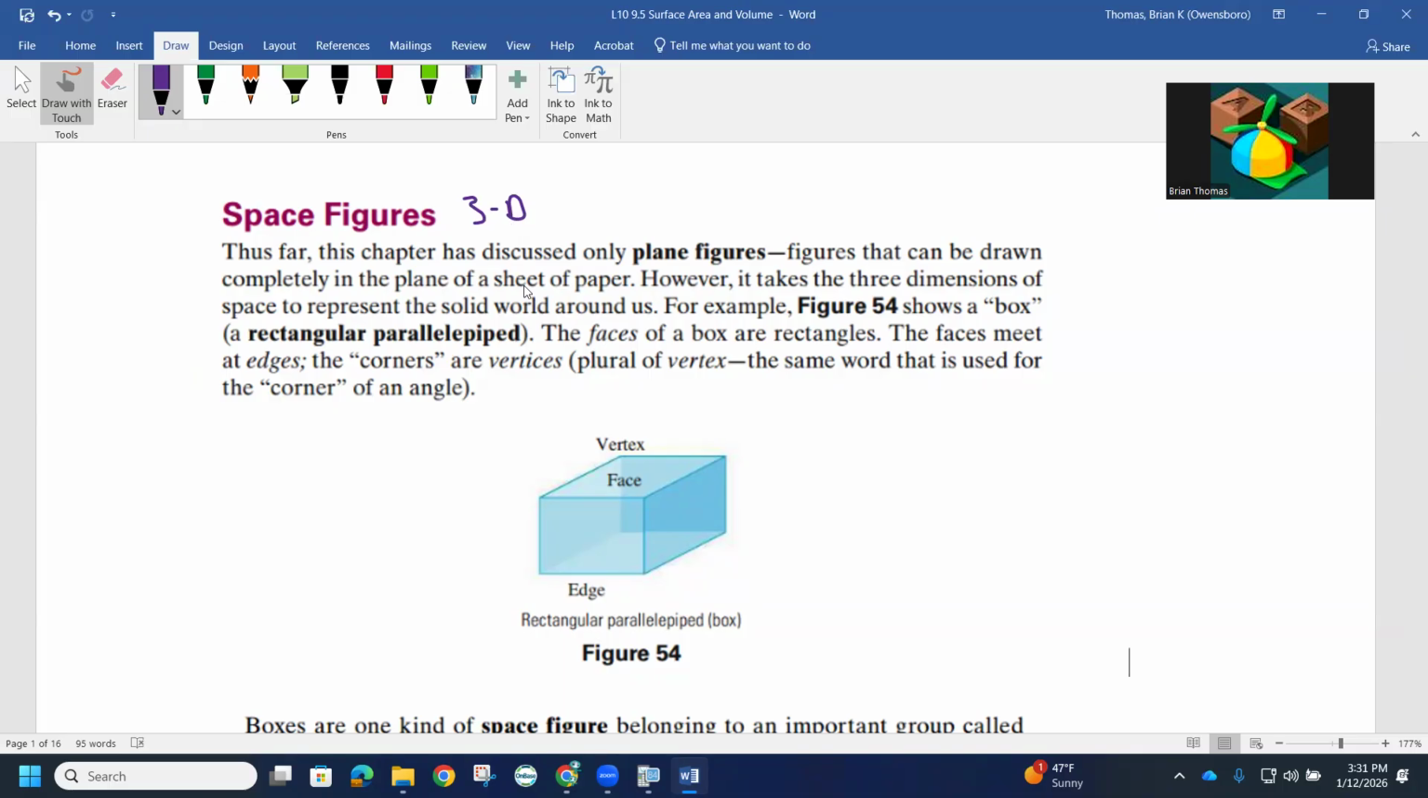So as we move forward, one of the most common types of space figures we will see is what's called, they got this word, rectangular parallelepiped. I don't know. I think I've seen the word parallel piped. Usually we just call this a box. Or sometimes we call this a rectangular prism.